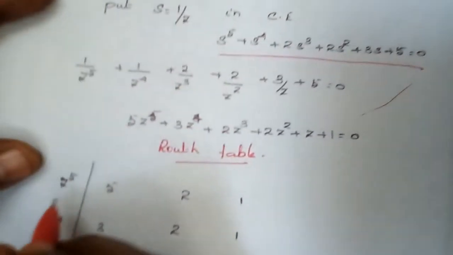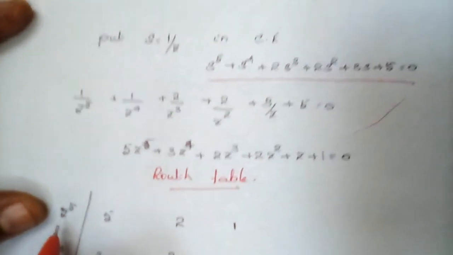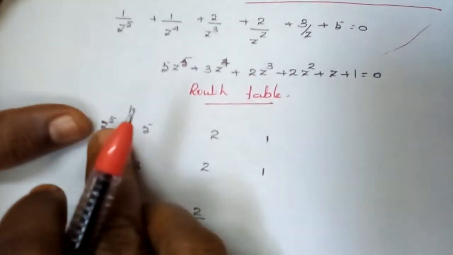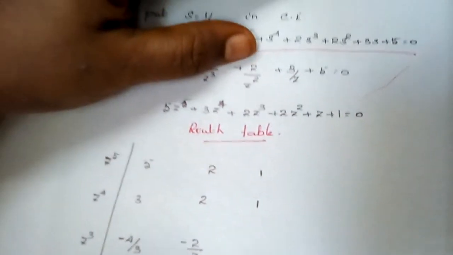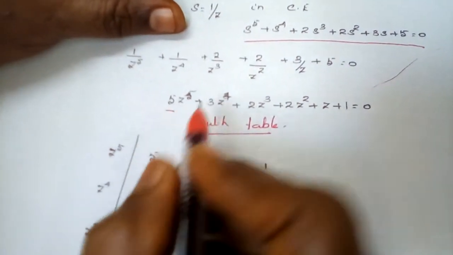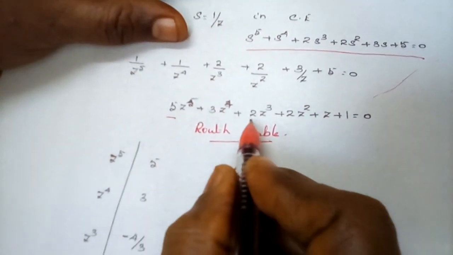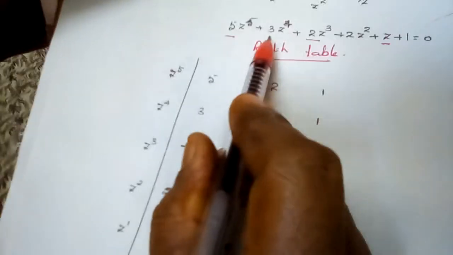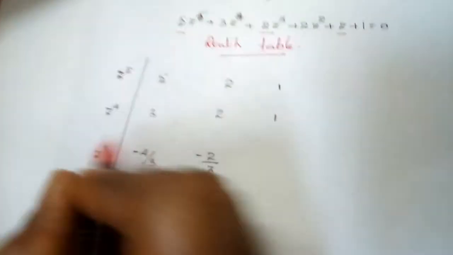Starting here also, the higher order term is z power 5. For the provided characteristic equation, the order is 5. And starting from z power 5, I am ending with z power 0. For z power 5, I have the odd order terms 5, 2, and for z, I am substituting 1. And for the even order terms, 3, 2, and 1 for z power 4.